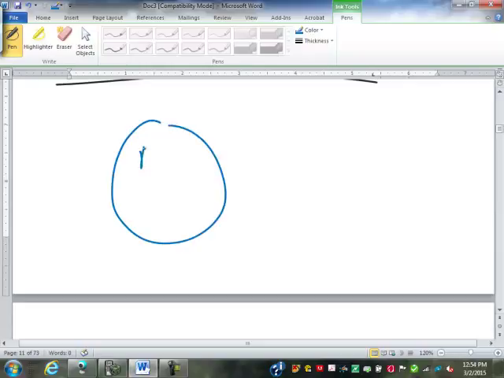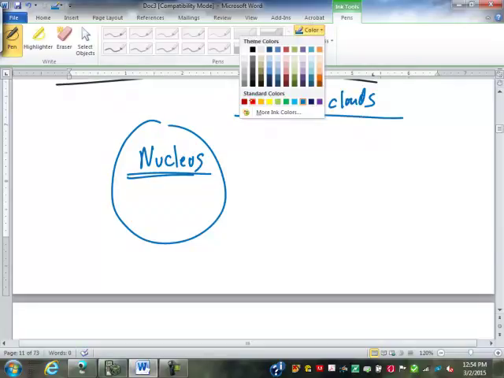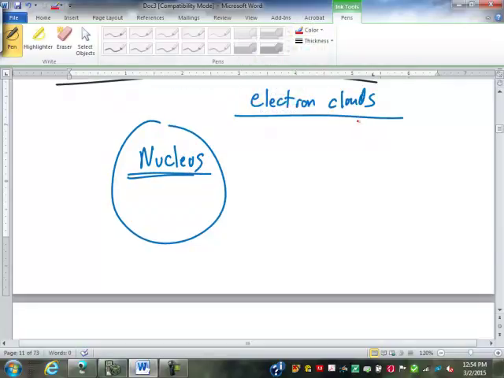Atom has a nucleus. I drew it a little bit larger. The nucleus actually takes up very little space in the atom, but has almost all of the mass or the weight of the atom. And then it has what's called electron clouds. You heard that brought up in that video last week. Now, the electron clouds are not really just a cloud with electrons buzzing around everywhere. It actually takes the form of energy levels.